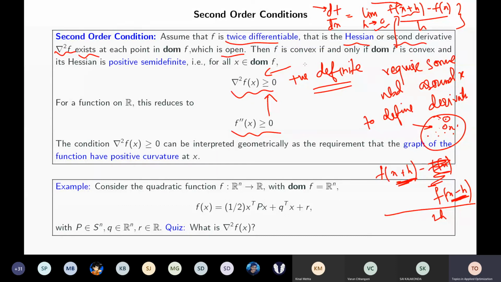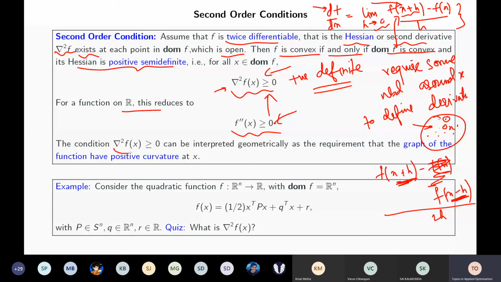So by now we know why it needs to be open. What this is saying is that the function f is convex if and only if the domain of f is convex. Again, we need domain convexity. And its Hessian is positive definite for all x in the domain. For the real-valued case, this boils down to just f double prime of x greater than or equal to 0.